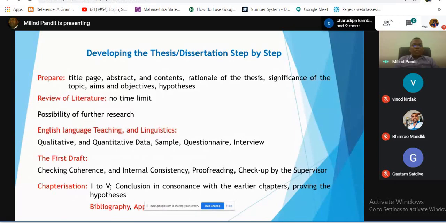What can be the possibility? So if I go this way, this can be a possibility. If I go that way, this can be a possibility. So if I produce some two or three pages on this point, that is possibility, naturally it can open some scope for, say, further research. And this is very important.